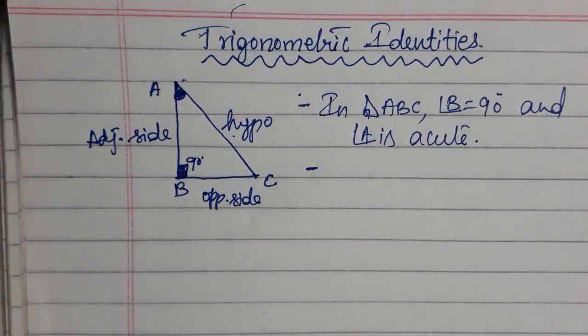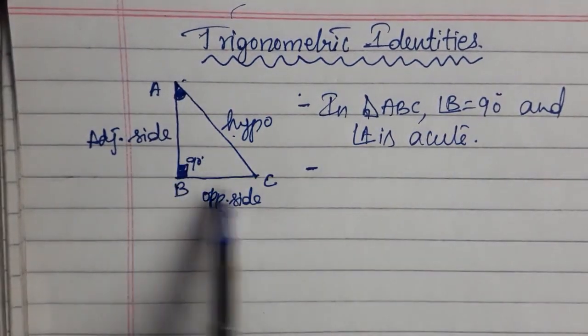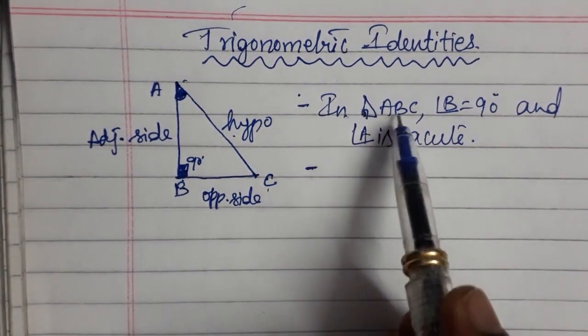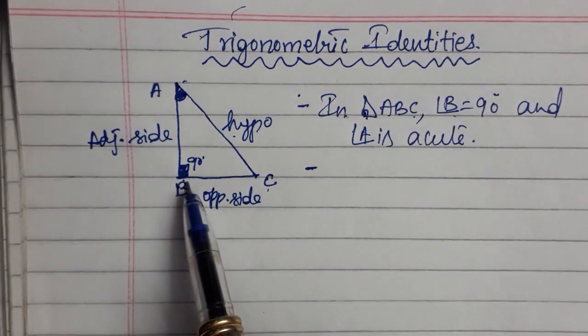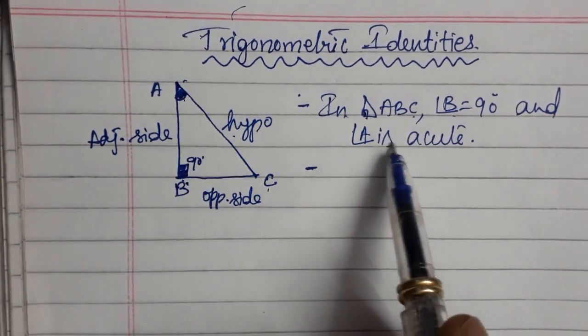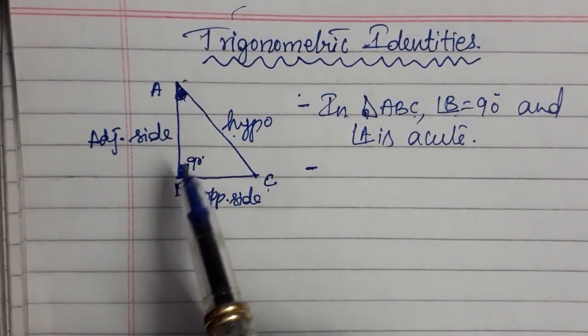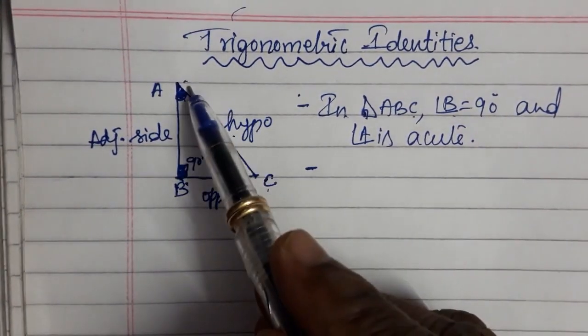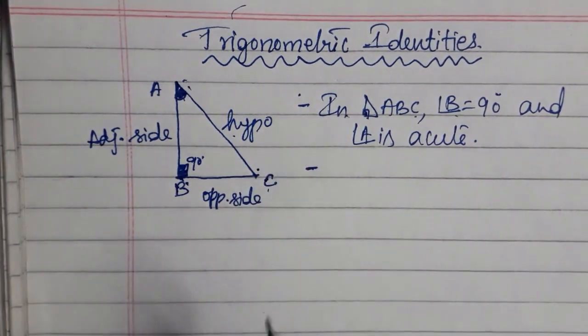To understand trigonometric identities, let us consider a right angle triangle ABC. In right angle triangle ABC, angle B is 90 degrees and I will consider angle A as an acute angle. With reference to angle A, AB is the adjacent side and BC is the opposite side. Then the side opposite to 90 degrees is the hypotenuse.